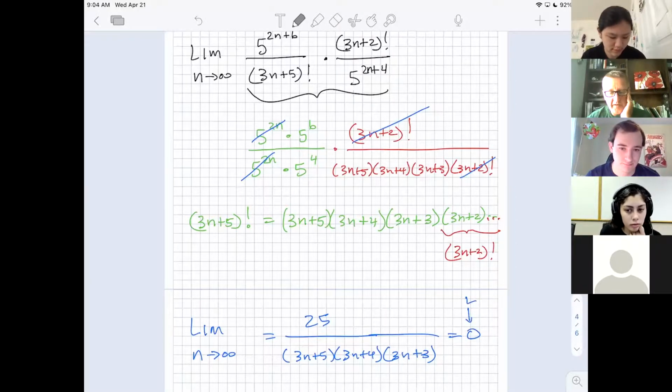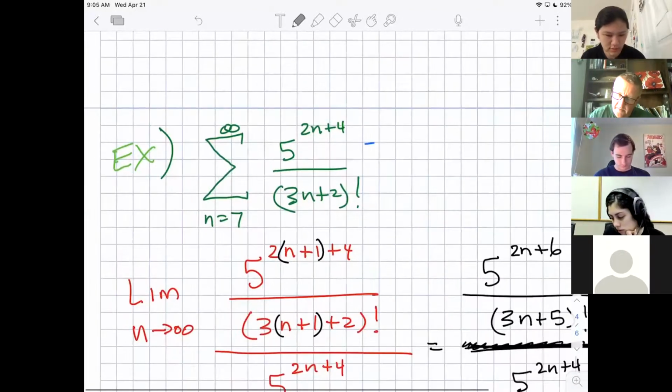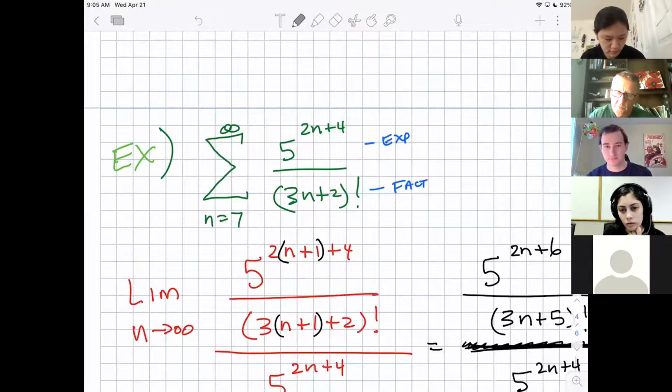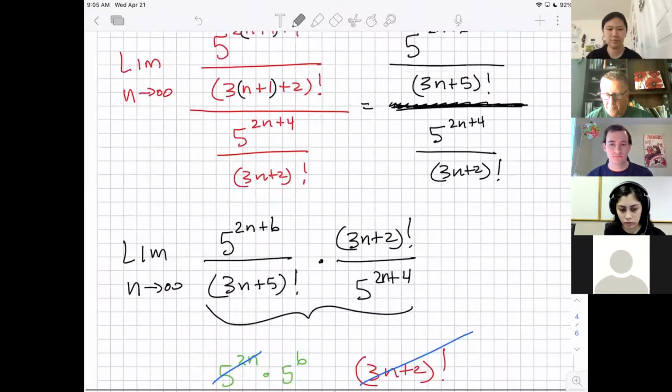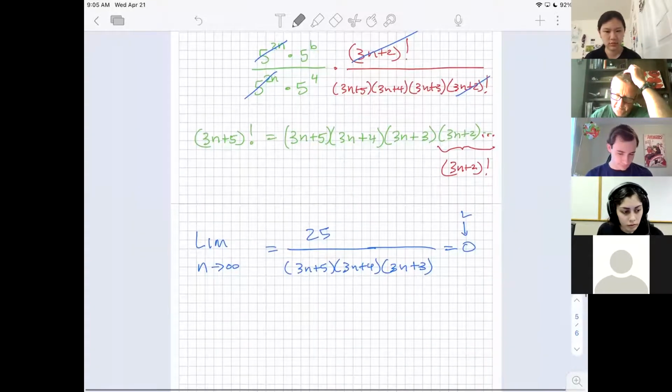And so this is going to converge as we knew it was going to, because this is exponential and this is factorial. We knew the bottom was going to outgrow the top. We knew this was going to happen. We knew from the start, just based on intuition, this is going to converge. But now we just proved it thanks to the ratio test.